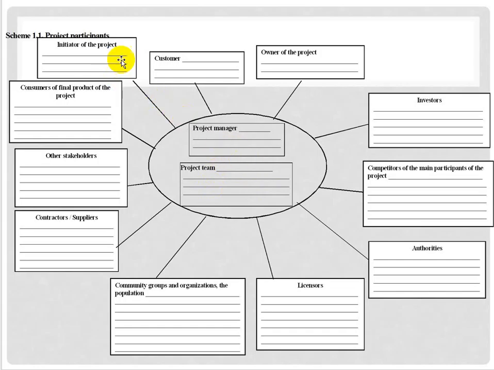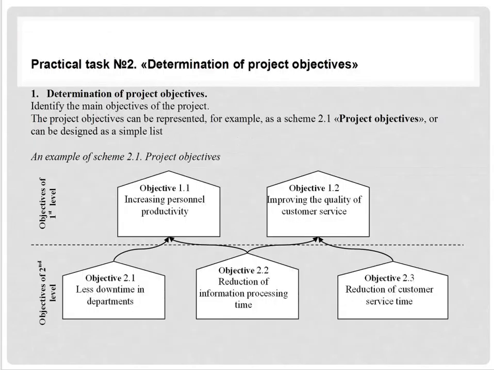Then you have to analyze all other participants or stakeholders of your project. Maybe you won't have some of them. For example, you may not have some authorities or licensors if you don't need them. But try to analyze as many stakeholders as possible. Then, practical task number 2, determination of project objectives.